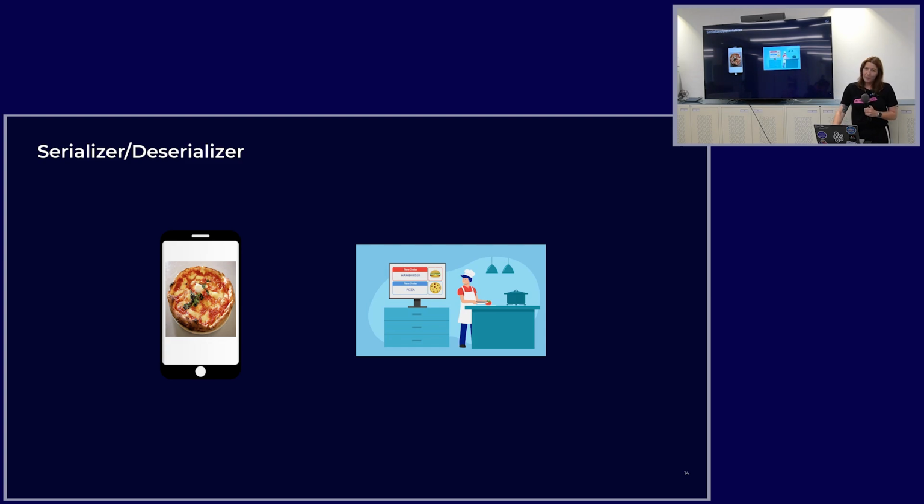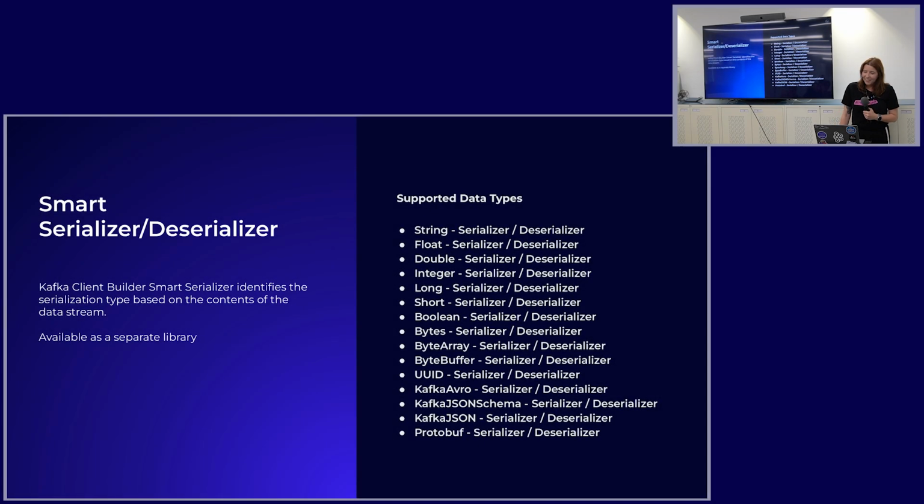So if you don't specify a serializer or deserializer, Kafka isn't going to know what to do with this message. It doesn't know what it is. And you're going to start seeing errors, lovely serializer exceptions. So why aren't we passing it in? How have we avoided that?